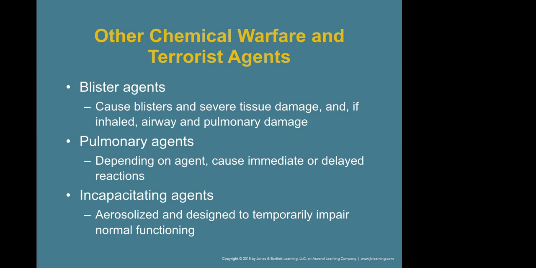And cause severe damage. So your blister agents, if you see in the picture of the children on the Arabian Peninsula that were all blistered up after a chemical attack, that's one of the blister agents. Pulmonary agents, you'll just see people dropping and coughing and expectorating, okay? And some of these agents can actually cause syncope, paralysis, and other things.